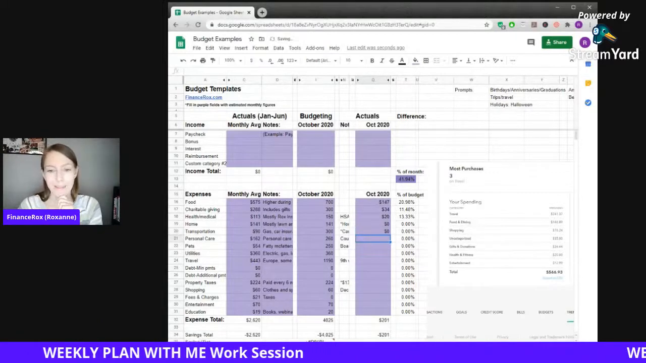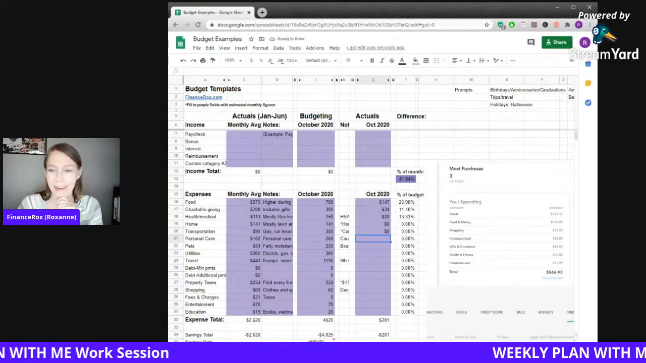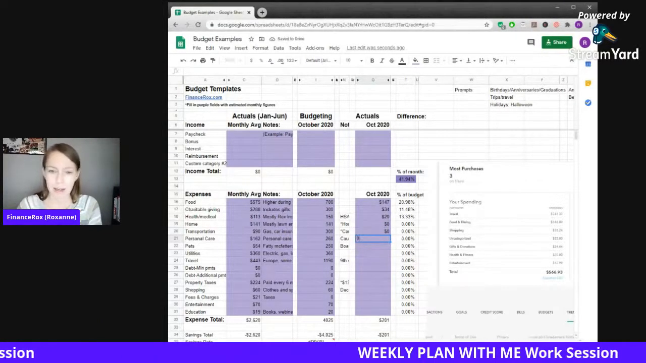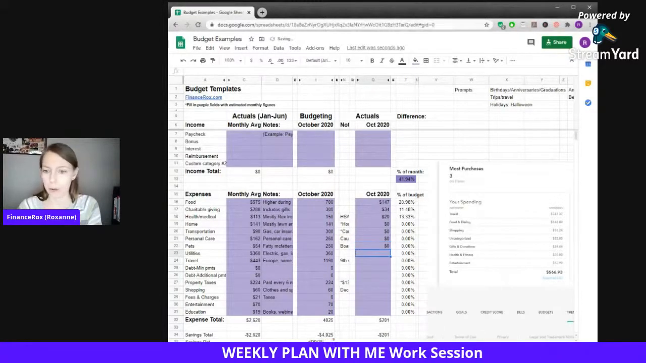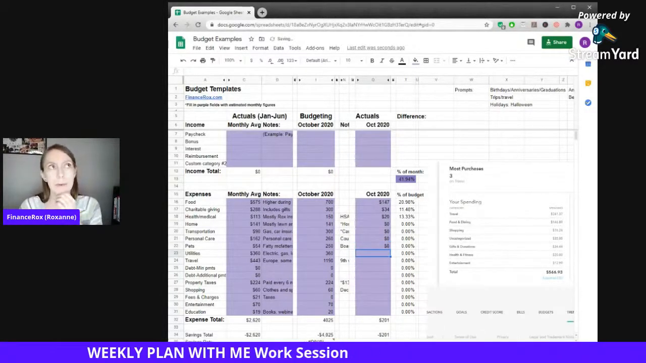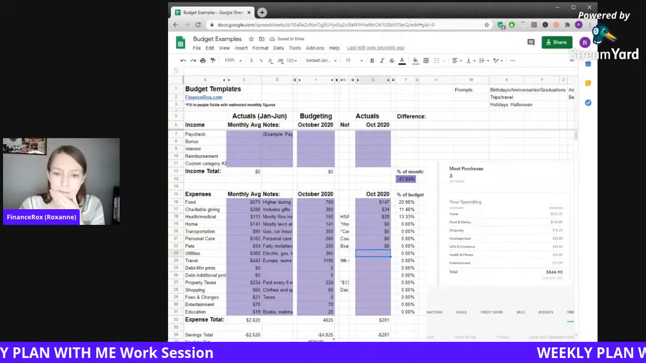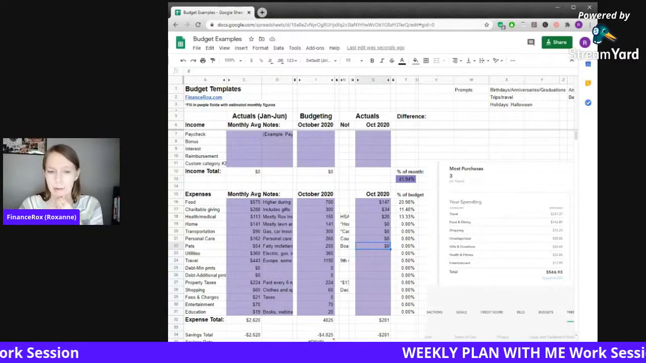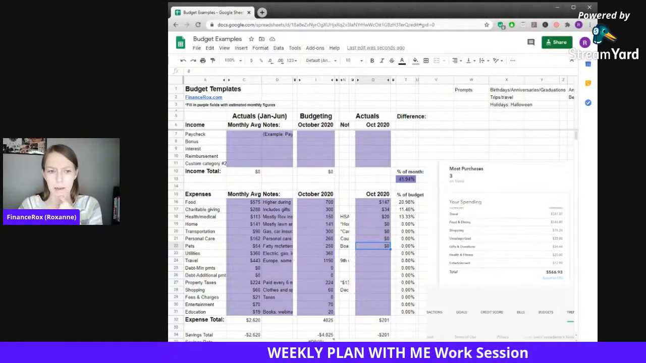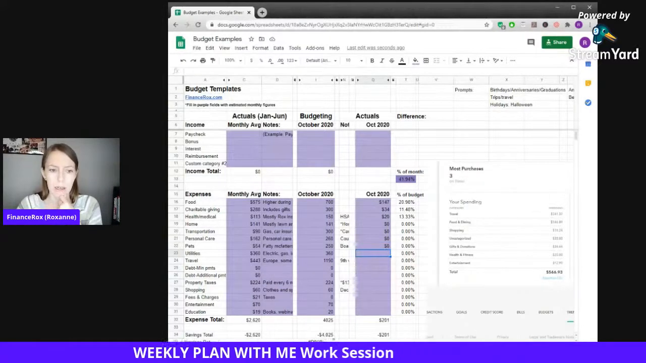Transportation, we haven't had any. We're home all the time. Personal care, none. No pet spending. I probably will have to buy dog food before the end of the month, and we might have pet boarding too, dog boarding.